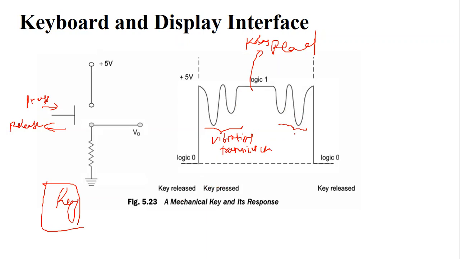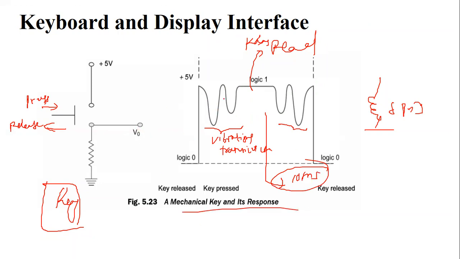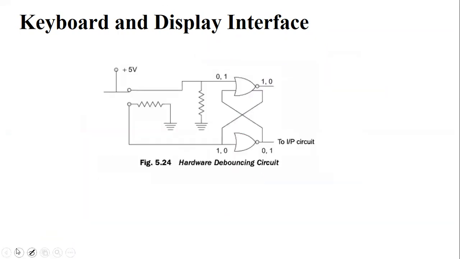Whenever you release the key, the spring produces some vibrations. So the microprocessor waits until those vibrations are nullified, and only after that does it read the key. That's why it takes 10 milliseconds to read. You can call this the key bounce problem. This is the hardware device to reduce the key bounce problem.